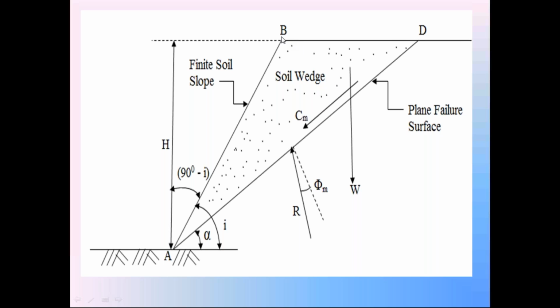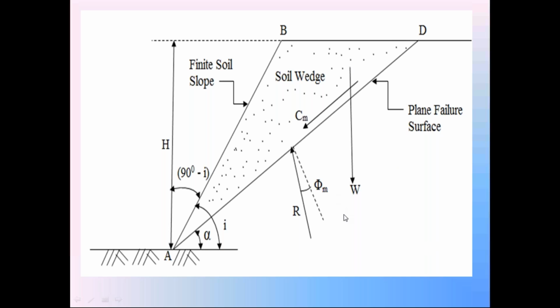Multiply that volume with the unit weight, and you will get the weight of the soil wedge, W. W is equal to the unit weight gamma into the volume of the soil wedge. The volume of the soil wedge is equal to half into this AB length. We calculate AB length as h by sin I. So the volume of the soil wedge is half into h by sin I into length L into unit thickness.